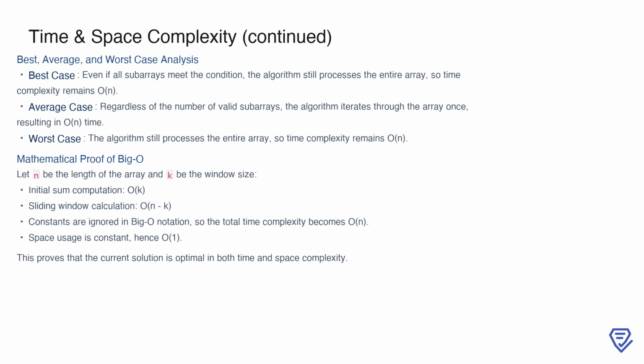To mathematically confirm the big O analysis, the initial sum computation takes O(k), and the sliding window updates take O(n-k). Ignoring constants and lower order terms, the total time complexity is O(n). Since the algorithm only uses a constant amount of memory, the space complexity is O(1). This demonstrates that the solution is both time and space optimal for this problem.